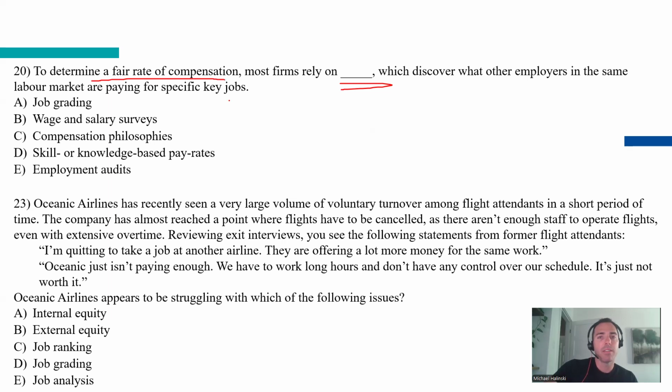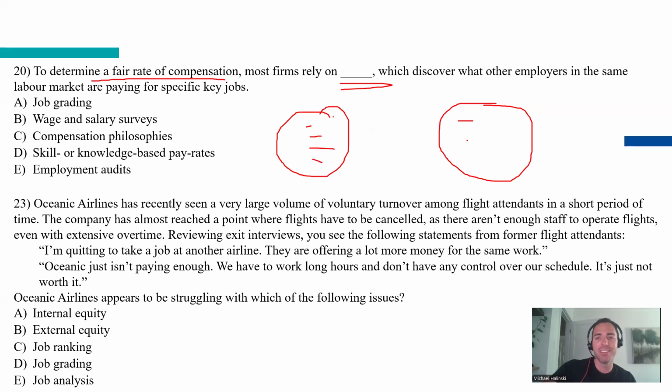Determine, okay. If I was explaining this in class, I would actually use a different answer than the one on here. When you're trying to figure out a fair rate of compensation, you know how much somebody is paid inside your organization. The circle is supposed to be organizations here, and these little lines are jobs.